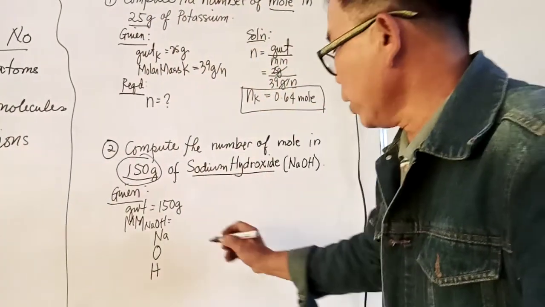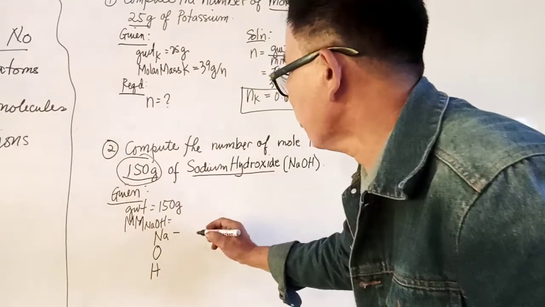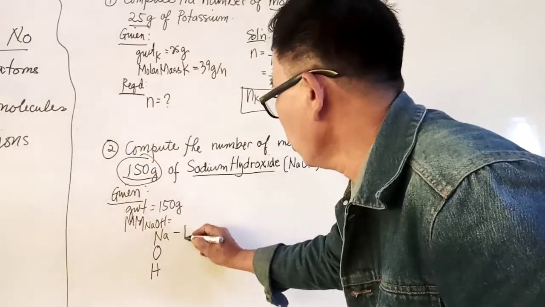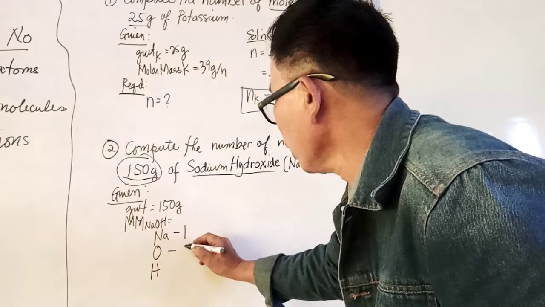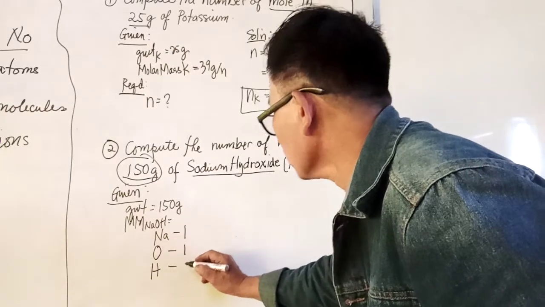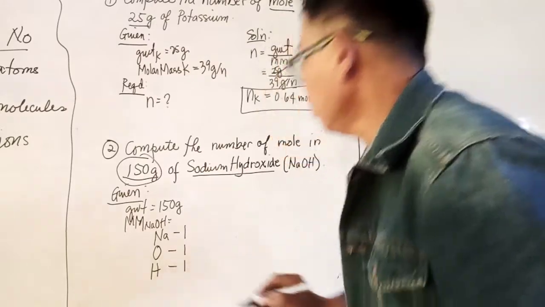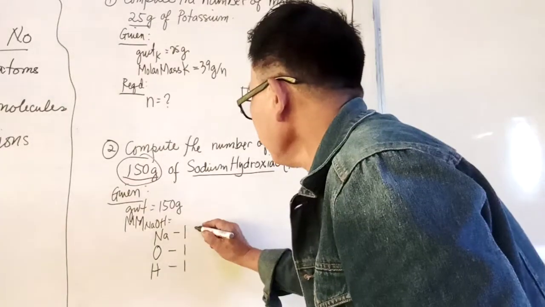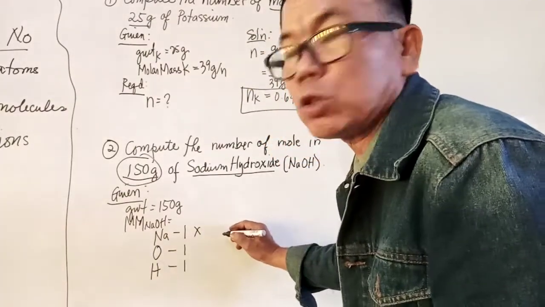From there, you have to find out the number of atoms in the formula. For sodium, you have only one atom. For oxygen, you have one atom. And for hydrogen, you have also one atom. Now, multiply them with their respective atomic weights.